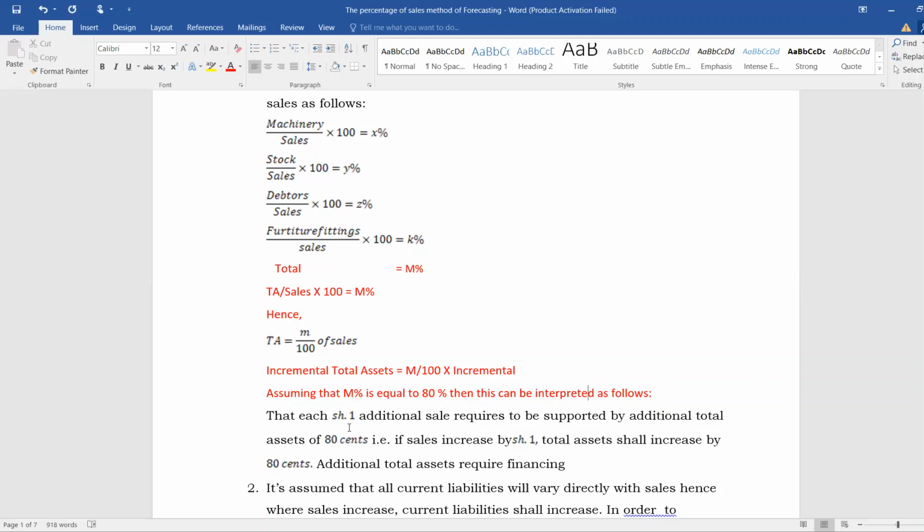Each 1 shilling of additional sales requires to be supported by additional total assets of 80 cents, i.e., if sales increase by 1 shilling, the total assets shall increase by 80 cents.